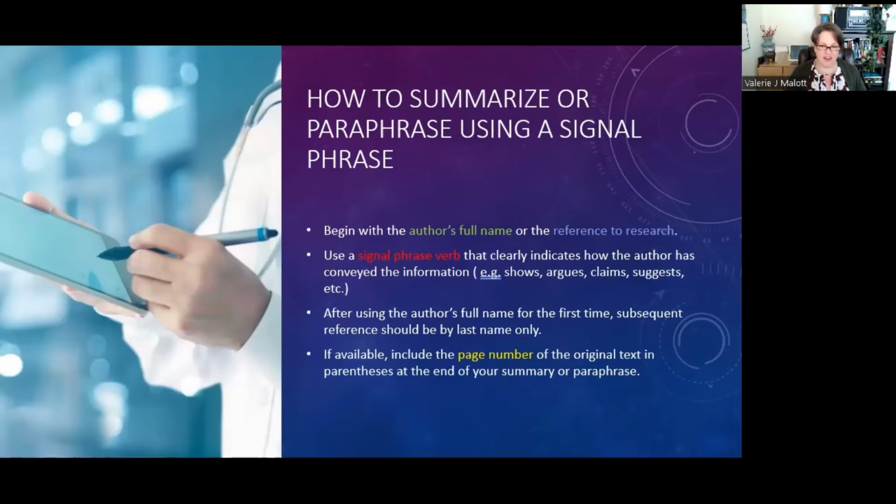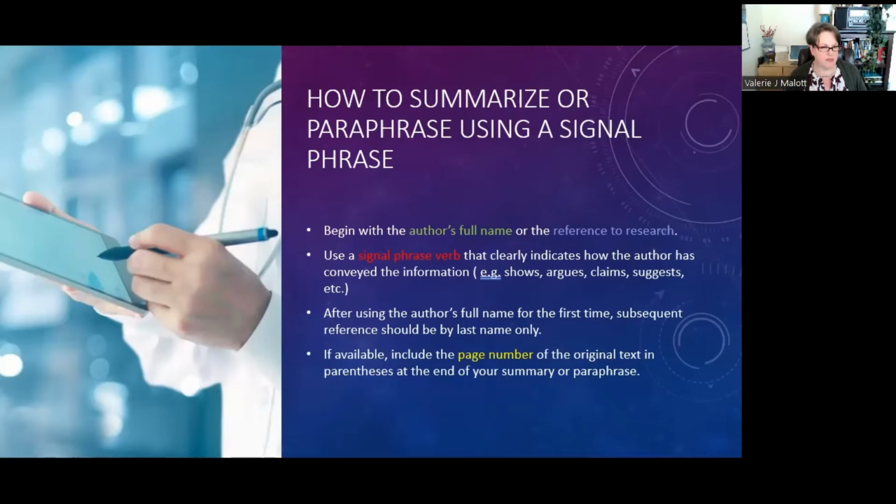You refer to her, and this is a particular thing in academic writing, you refer to your source by last name in subsequent references. That maintains a level of formality in your academic writing. And again, if available, you include a page number of the original text in the parentheses at the end of your summary or paraphrase. It's the same with a direct quotation.